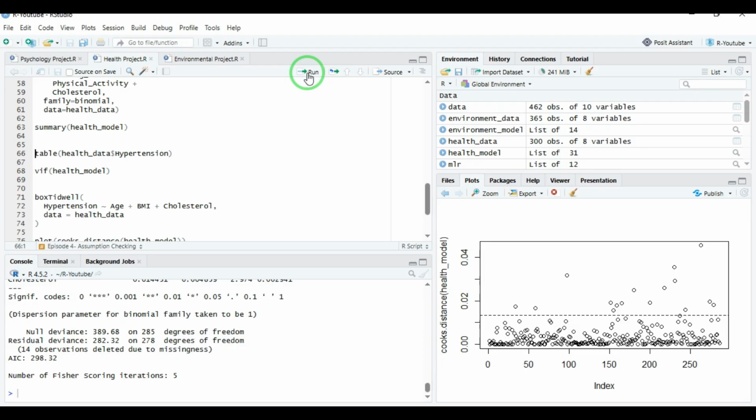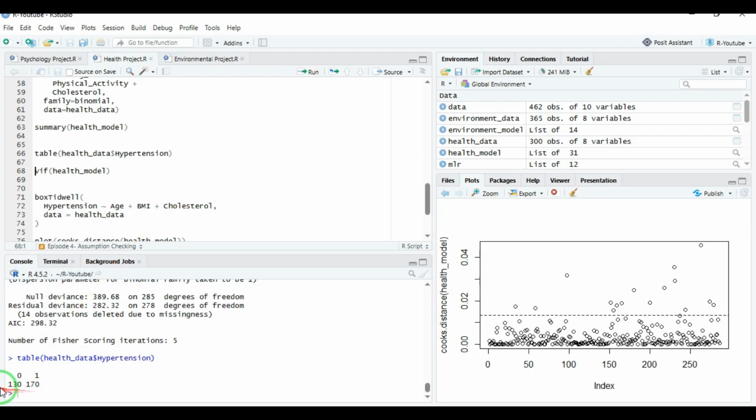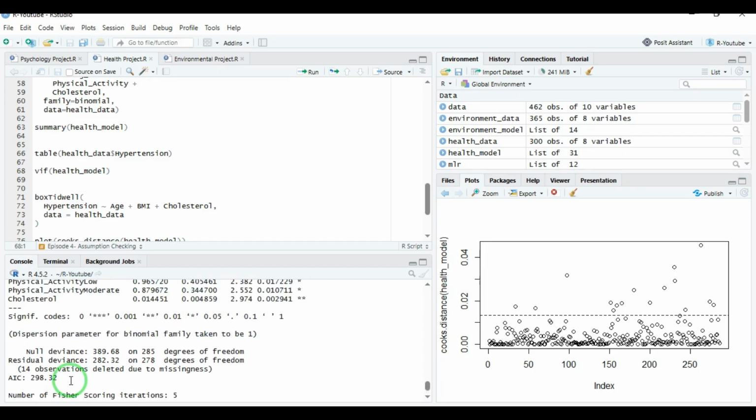And first, in the console window, look at the outcome distribution. We have 130 participants without hypertension and 170 participants with hypertension. So approximately 56.5% of the participants have hypertension.